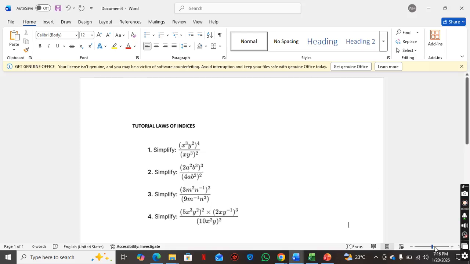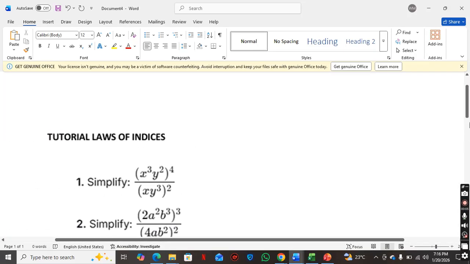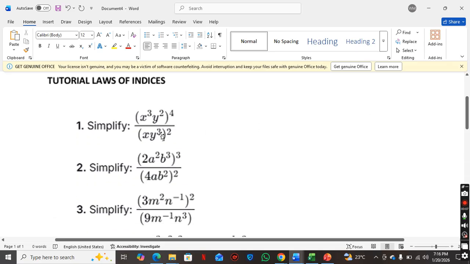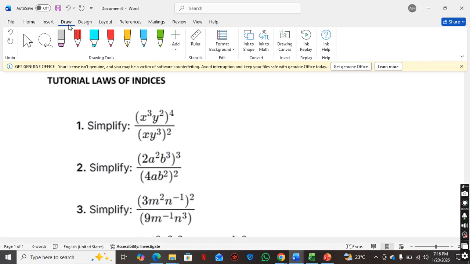Indices to solve these examples. Alright, so we've got example 1 here. It says simplify x cubed y squared raised to the power 4 over x y cubed, close brackets, raised to the power 2. So here the law of indices that we're going to apply is the power of the power rule.